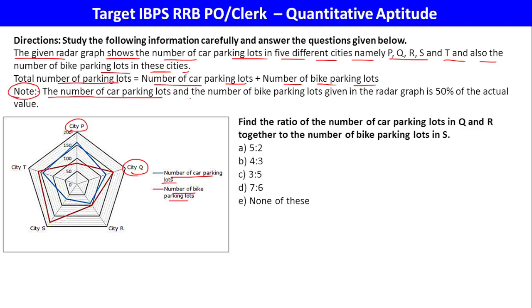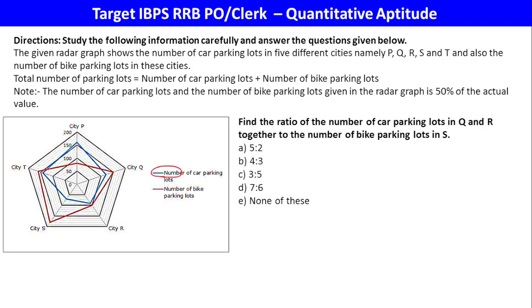The number of car parking lots and the number of bike parking lots given in the radar graph is 50% of the actual value. Ikkada actual value lo 50% maatrame maatladutunnaru. City P lo car parking blue color, for suppose city P car parking is 150 paina oka number undi, 150 meeda okati ante 160. That is not 160, that is 50% number. So 50% 160 aithe asalu city P lo unna car parking total 320 ani meaning.